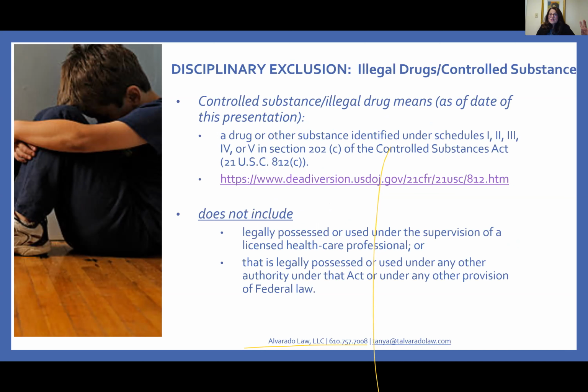I didn't list all the controlled substances. I put a link in my presentation. You can just click on it. It'll take you right to it. They're over 30 or 40 or 50. I didn't add them up, but they list the substances that are actually controlled substances on there. Amphetamines are on there, morphine, stuff like that. It does not include substances that are used under the supervision of a doctor or a licensed professional, or one that is legally possessed by you. It has to be illegal.